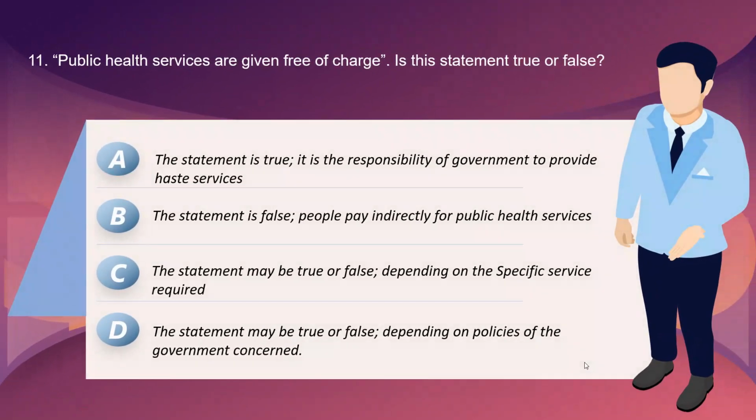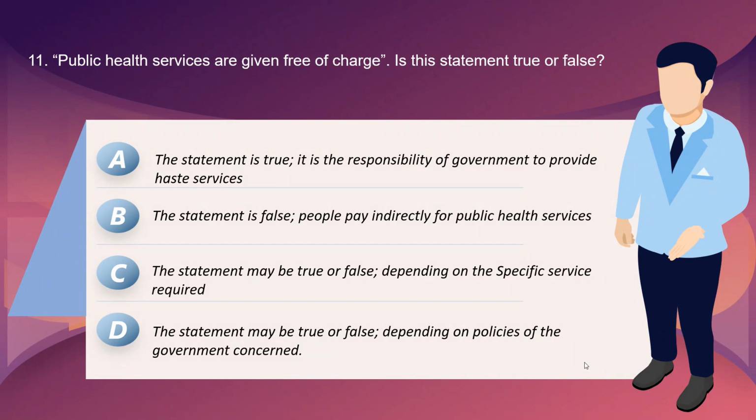11. Public health services are given free of charge. Is this statement true or false? A. The statement is true. It is the responsibility of the government to provide health services. B. The statement is false. People pay indirectly for public health services. C. The statement may be true or false depending on the specific service required. Or letter D. The statement may be true or false depending on the policies of the government concerned.